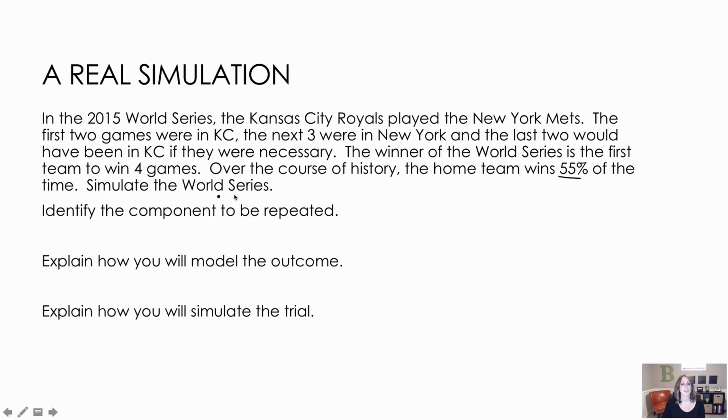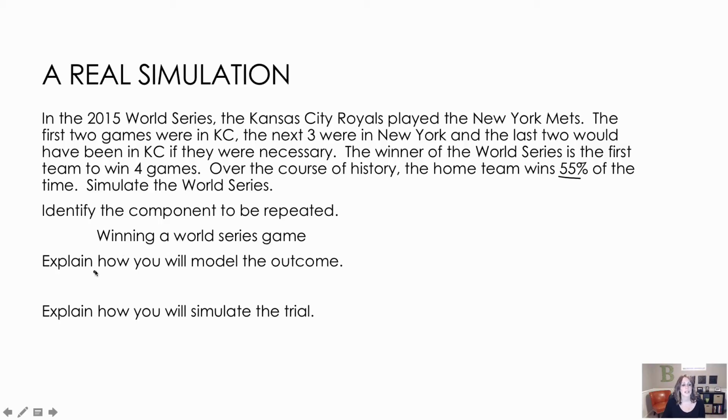So now we're going to simulate the World Series. So what is the component to be repeated? Well, we want to know who's going to be the winner in a World Series game, so that's what we're going to keep repeating. So how will we model the outcome? This is important. I know the home team wins 55% of the time, so how am I going to model that?